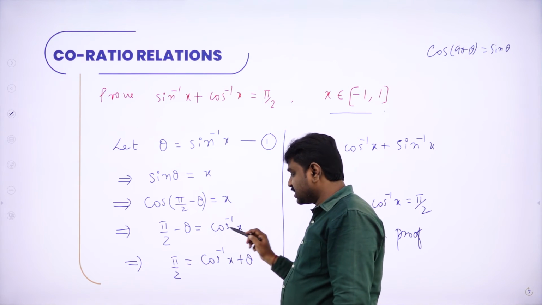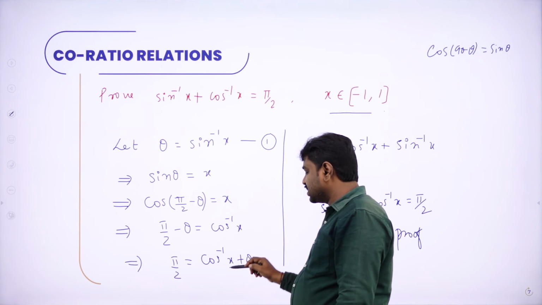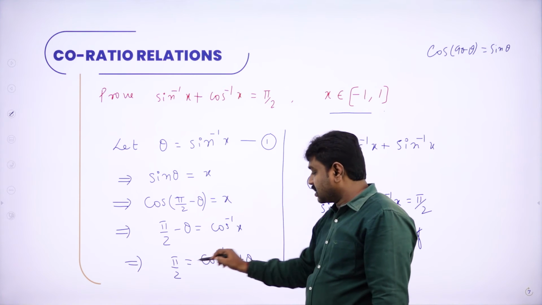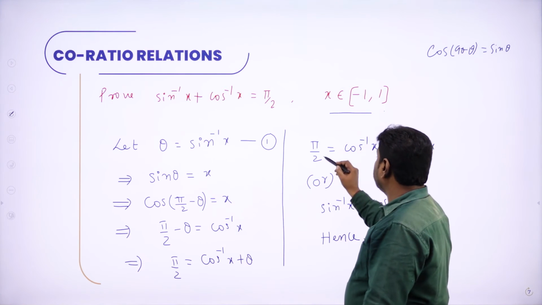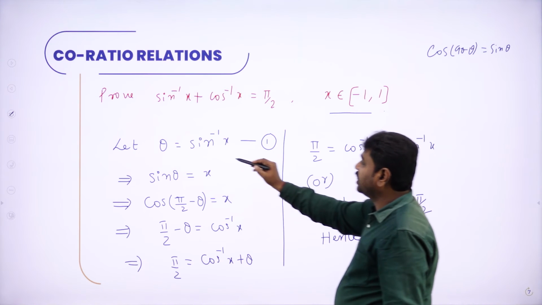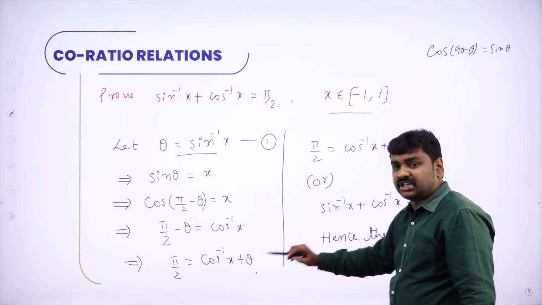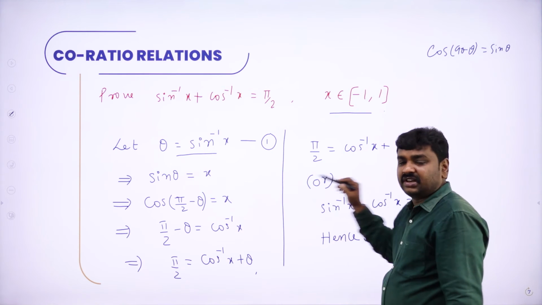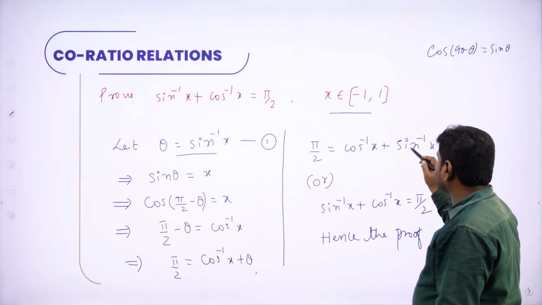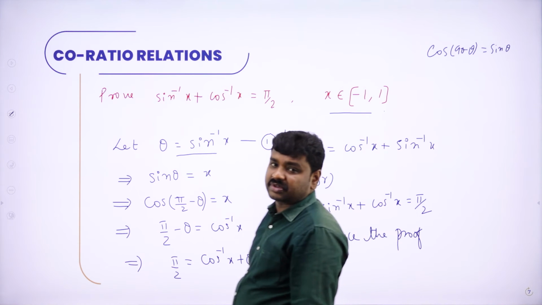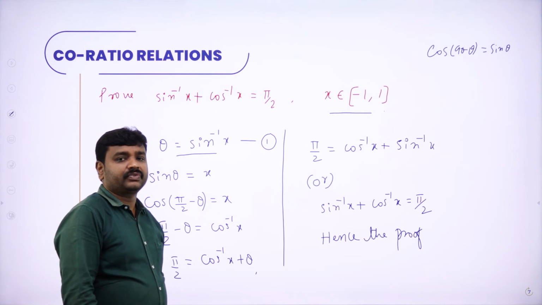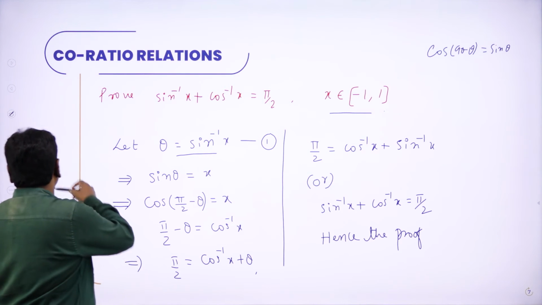So pi by 2 minus theta is cos inverse x. Transfer minus theta to the other side, it will become plus theta. So pi by 2 is cos inverse x plus theta. What is theta? Theta means sin inverse x. Substitute theta value. In the place of theta, put the value of theta. Value of theta is sin inverse x. So pi by 2 is cos inverse x plus sin inverse x, or sin inverse x plus cos inverse x is pi by 2. And the same way you can prove the remaining.